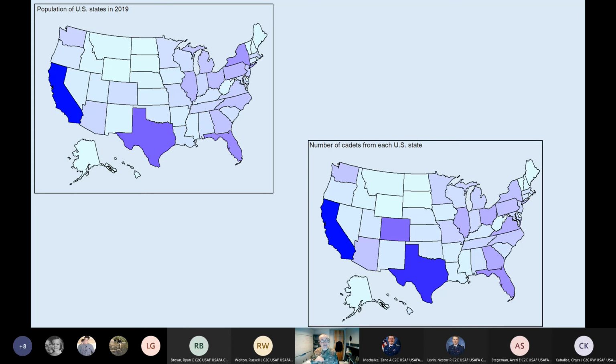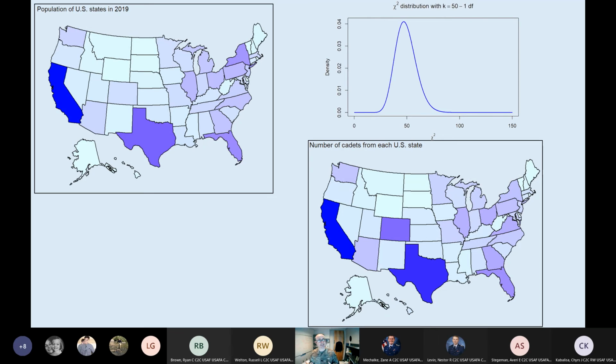But the point is, what we set out to ask was, is the distribution of home states of the academy the same as the distribution of the U.S. population? And our hypothesis, we rejected that, saying, no, there's significant evidence that it's not, because when we got that test statistic, we got a test statistic of 937. This is what a chi-squared distribution looks like. And so our statistic was all the way over at 937.